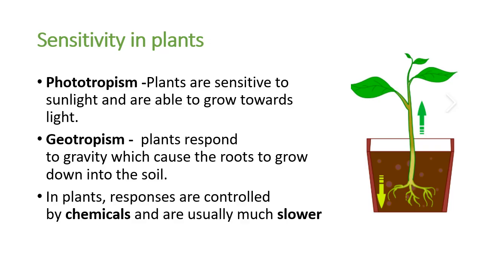Phototropism and geotropism are examples of sensitivity in plants. Plants are sensitive to sunlight and are able to grow towards light. Plants also respond to gravity, which causes the roots to grow down into the soil. In plants, responses are controlled by chemicals which are called plant hormones, and usually these responses are much slower.